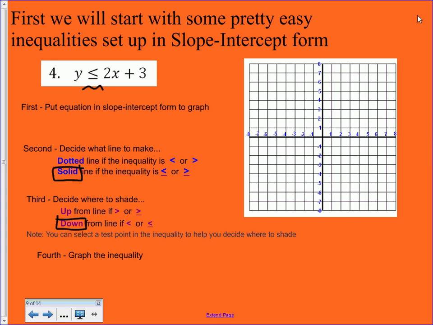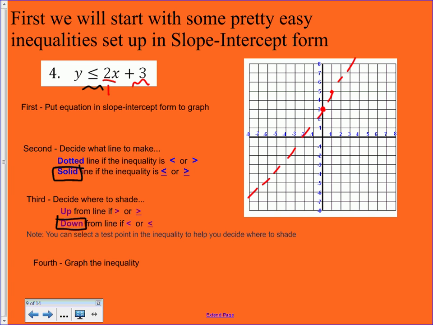Lastly, your last step then is to just graph that inequality. So let's go through and do that. So let's start by just graphing our line. We know our slope, our intercept is at y across the y-axis at 3. So we're going up 1, 2, 3. There's our y-intercept. Our slope is 2 or 2 over 1. So I'm going to go up 2 over 1.